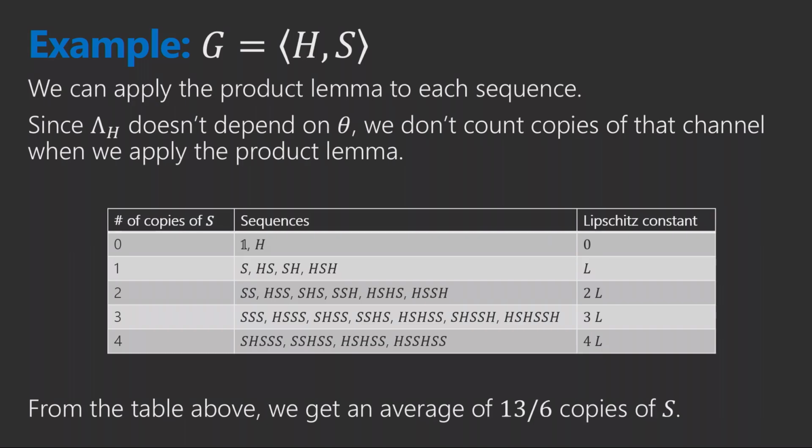And so from this table, we get that on average, we have 13/6 of a copy of S in each member of the Clifford group using this expansion. If we use a different expansion, we might get a different number, but that's what we get in this case.